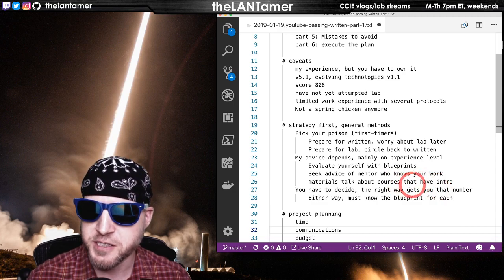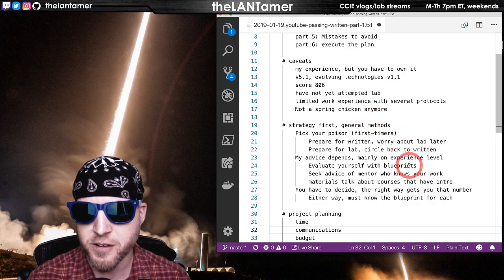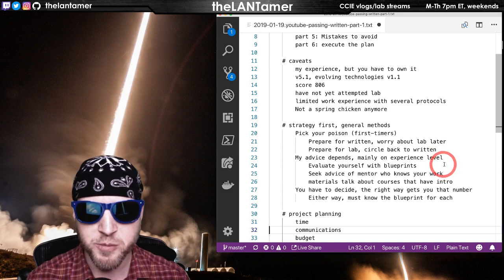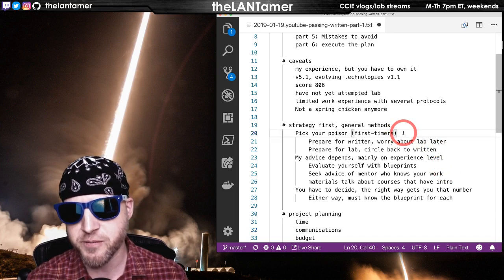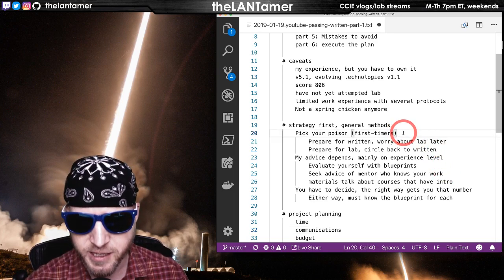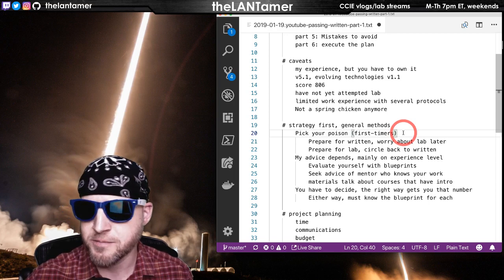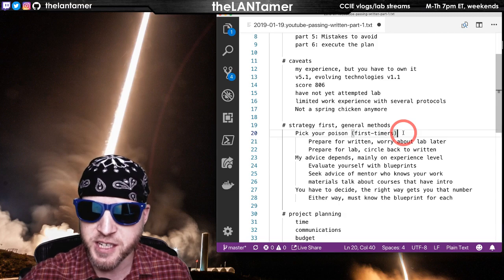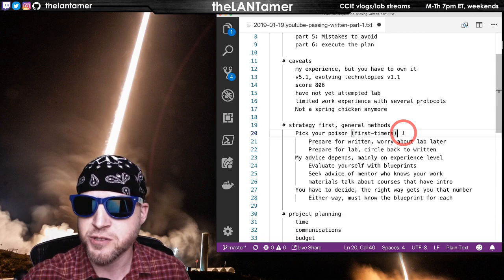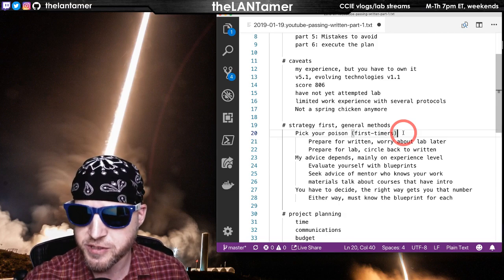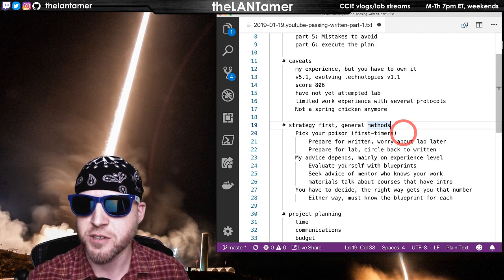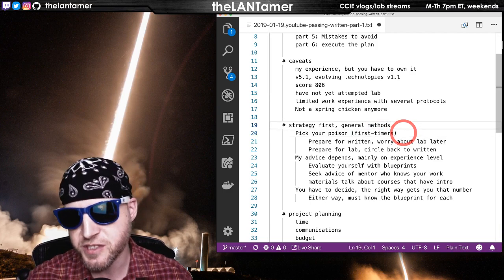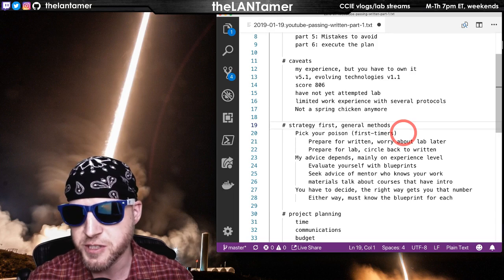But let's talk about strategies. So there are generally 2 methods. You've probably heard about this before. Basically, pick your poison, right? And we are talking about first-timers taking the written exam. We're not talking about people who are doing a retake because they have their CCIE and they want to renew their credentials, their certification. So some of these sections are going to be geared towards first-timers.